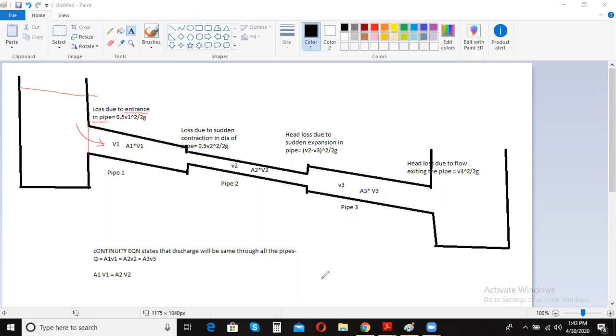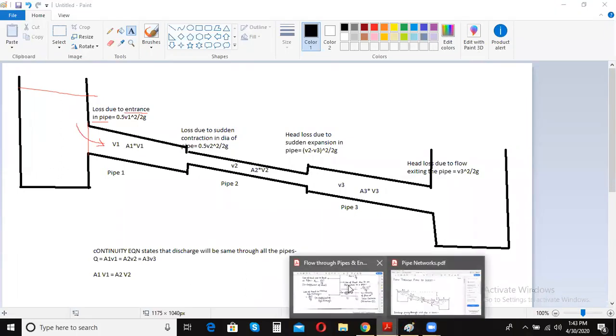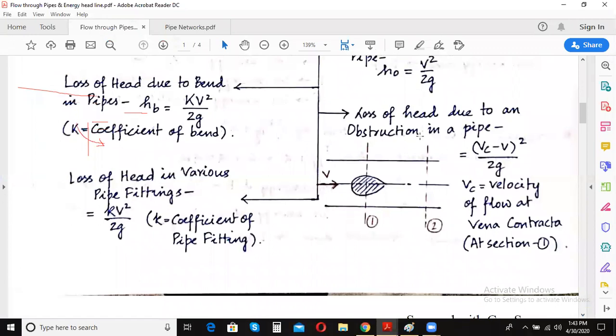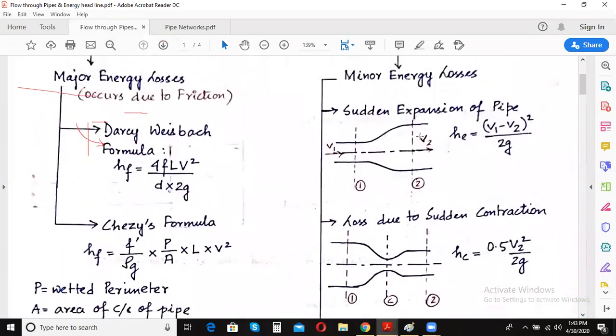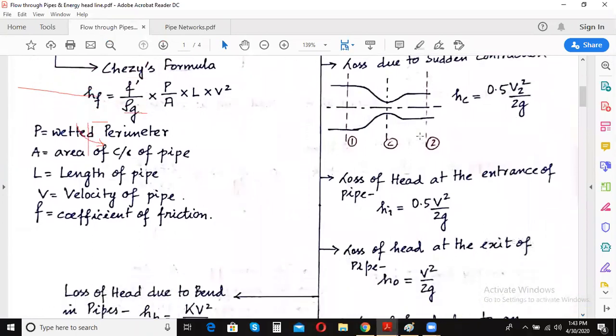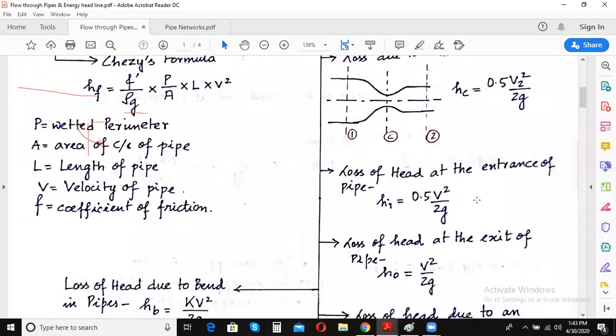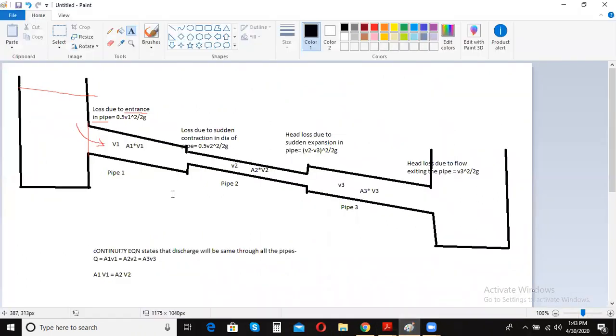You can check with all the conditions stated here for minor energy losses. The loss of head at the entrance of pipe is taken as 0.5 V square by 2g. That is the same value which I have taken here, 0.5 V1 square by 2g, where V1 is the velocity of flow in pipe 1.